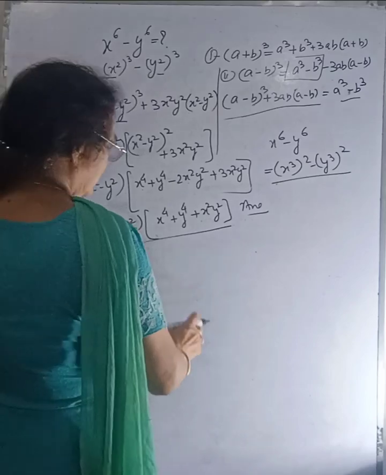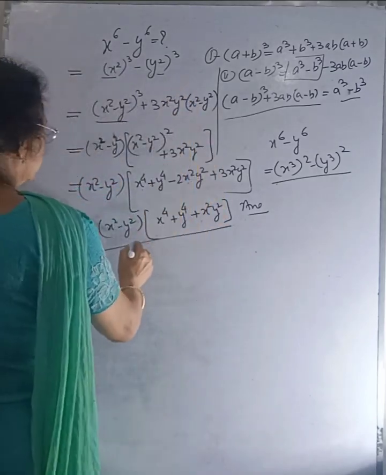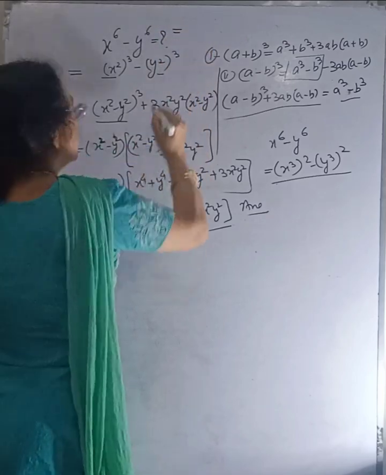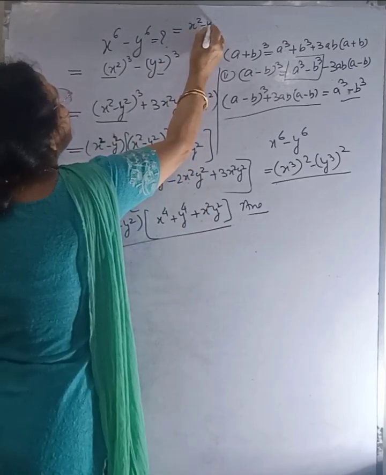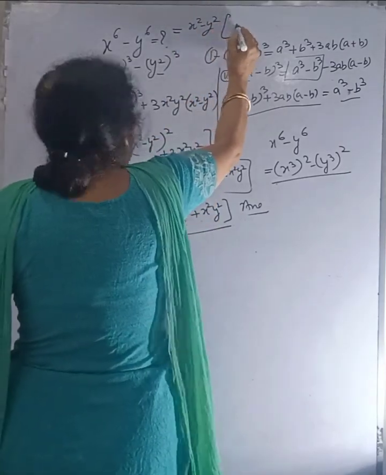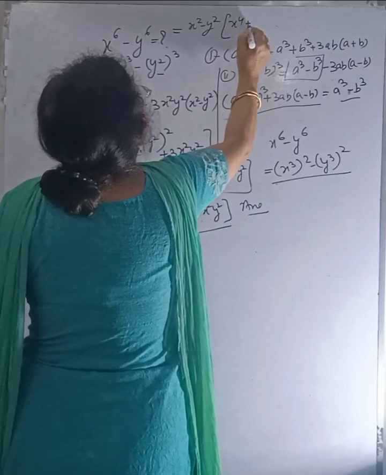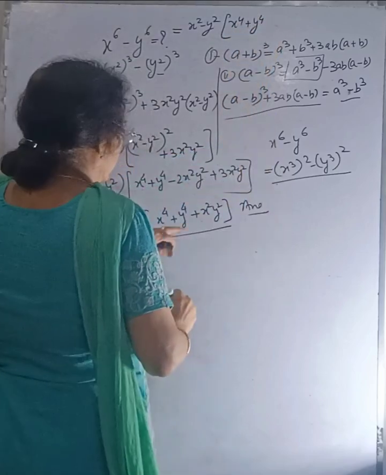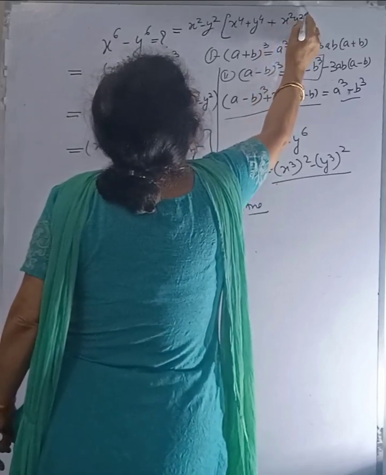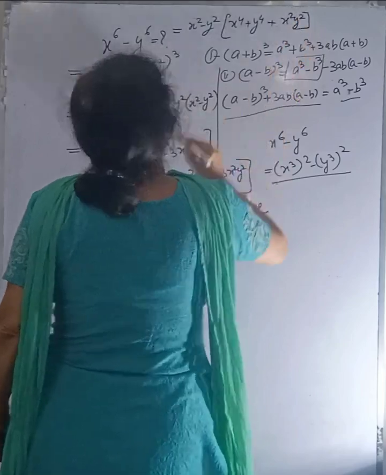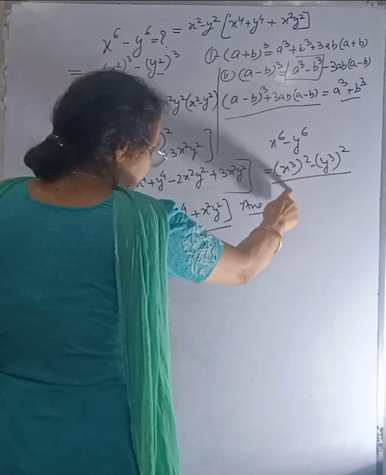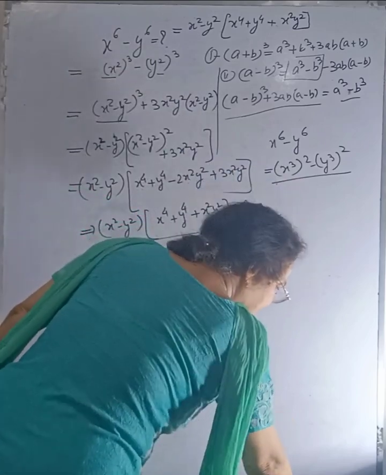Now we are going to note it down. The answer is x square minus y square into x to the power 4 plus y to the power 4 plus x square y square. Okay, this is to be noted. Now I'm going to rub it, and the calculation will be done by the second method. Okay.